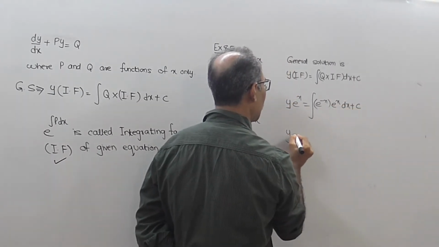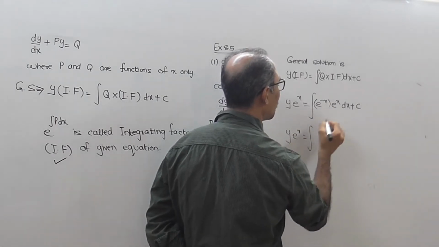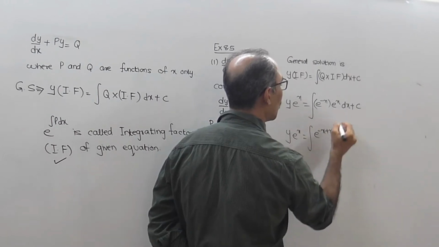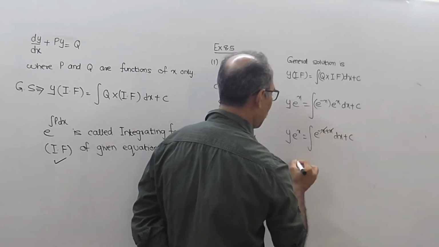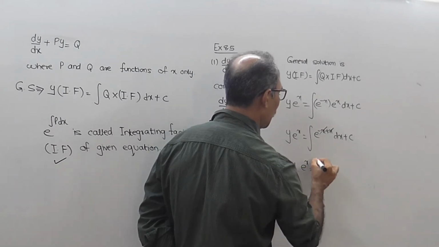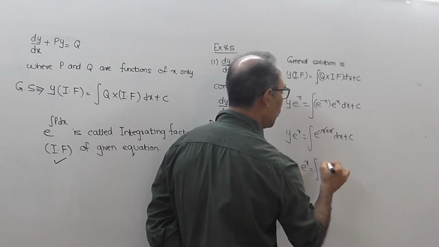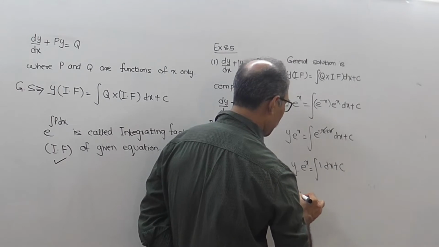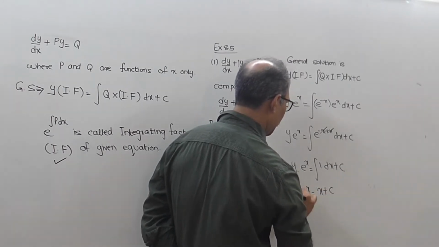So you get y e raised to x equal to e raised to minus x and e raised to x will be e raised to minus x plus x. A raised to m into a raised to n is a raised to m plus n. So minus x plus x gets cancelled and e raised to 0 comes. Anything raised to 0 is 1. So integration 1 dx plus c. So this is y e raised to x equal to x plus c.